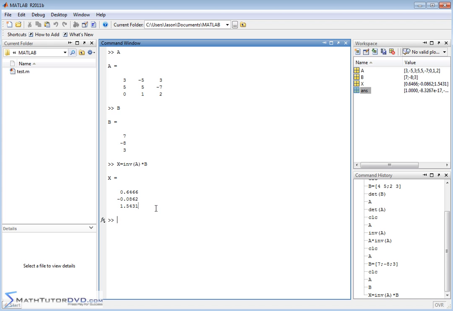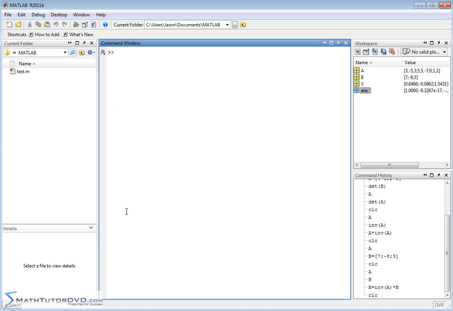So if you had a system of equations, one way you could solve it in MATLAB is to make a coefficient matrix. This is the coefficients on the left-hand side of the equal sign of your system. You make a column vector of what's on the right-hand side of the equal sign, and then all you do is take the inverse of A times B, and these are your answers. Now this should look a little bit familiar to you because I solved this problem before.